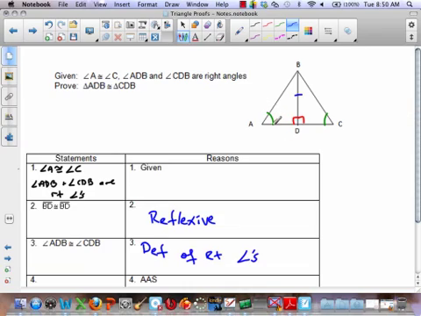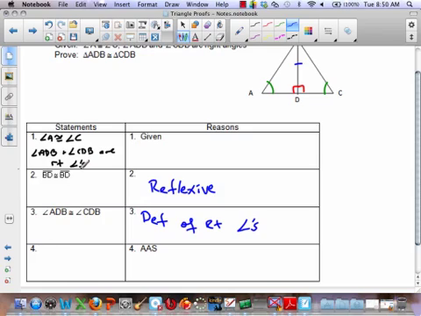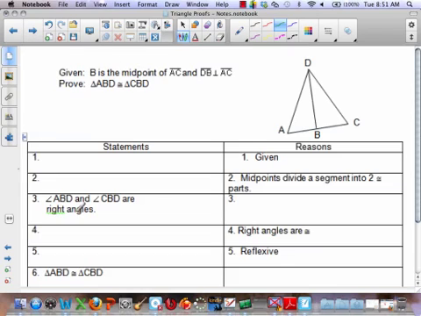Now, notice what we have. We have angle, angle, side. So therefore the two triangles are congruent by angle, angle, side. And all we have to say down here is triangle ADB is congruent to triangle CDB by angle, angle, side. Pretty straightforward. Let's try another one.